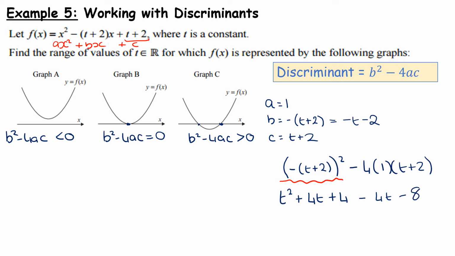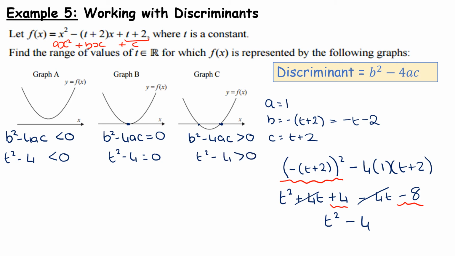I'm going to tidy this up a little bit more. 4t and minus 4t, they cancel, and we're left with t squared. I have a 4 and a minus 8, that gives me minus 4. So I have now t squared minus 4 is less than 0, t squared minus 4 equals 0, and t squared minus 4 is greater than 0. So there are my three scenarios.